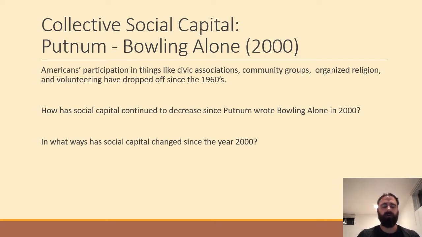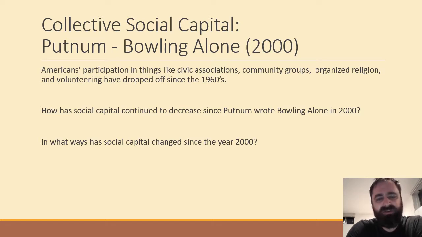So a very famous recent study on social capital was by an author, Putnam. He wrote a book called Bowling Alone. And he did a big study of American participation in civic associations, community groups, organized religion. And he noticed that volunteering and association and participation in all these groups has dropped off since the 1960s. You could even make the argument that it's continued to decrease.